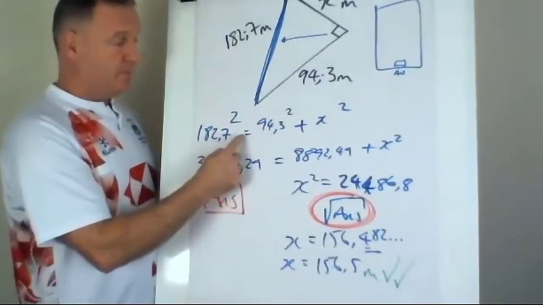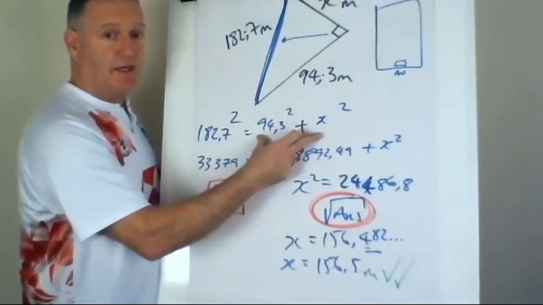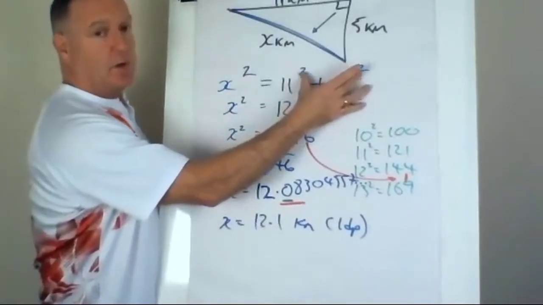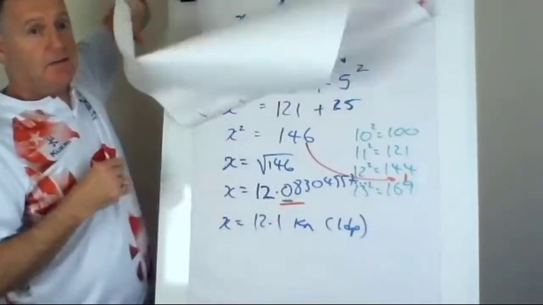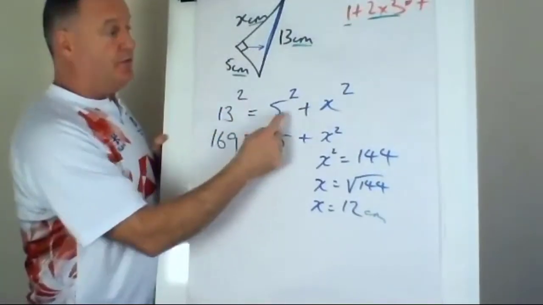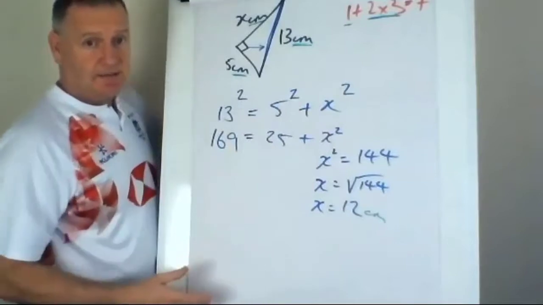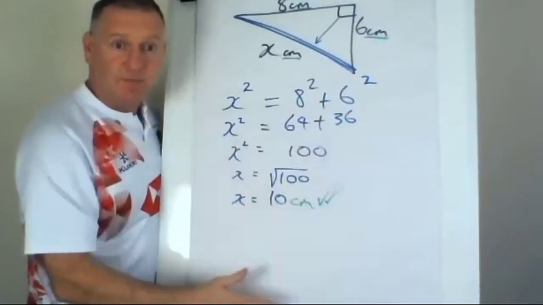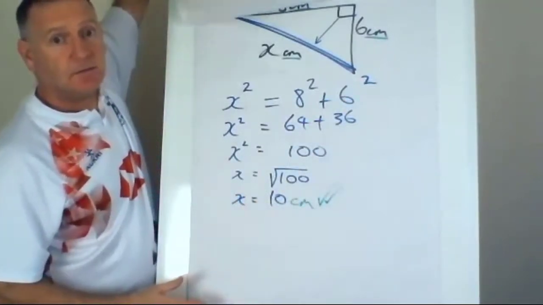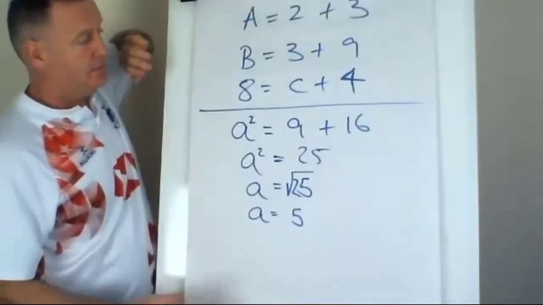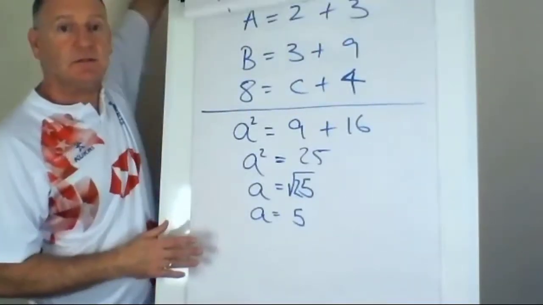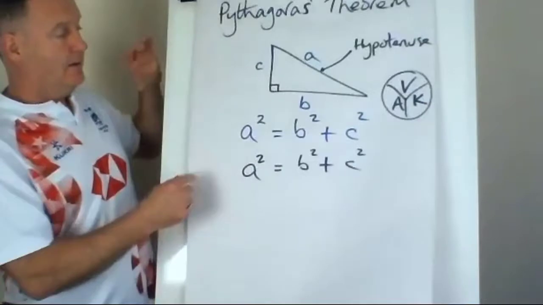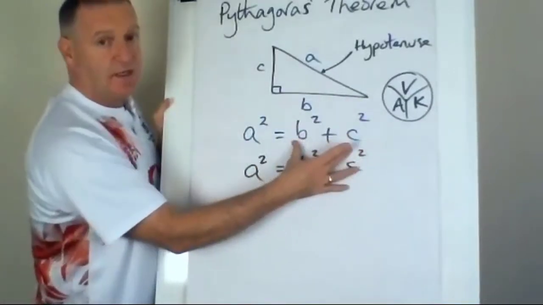The square on the hypotenuse is equal to the sum of the squares on the shorter sides. What is it? What's it called? Pythagoras. What is Pythagoras? The square on the hypotenuse is equal to the sum of the squares on the shorter sides.